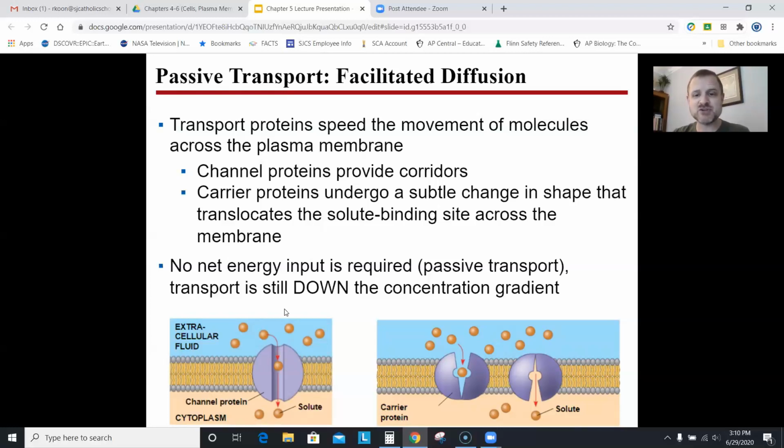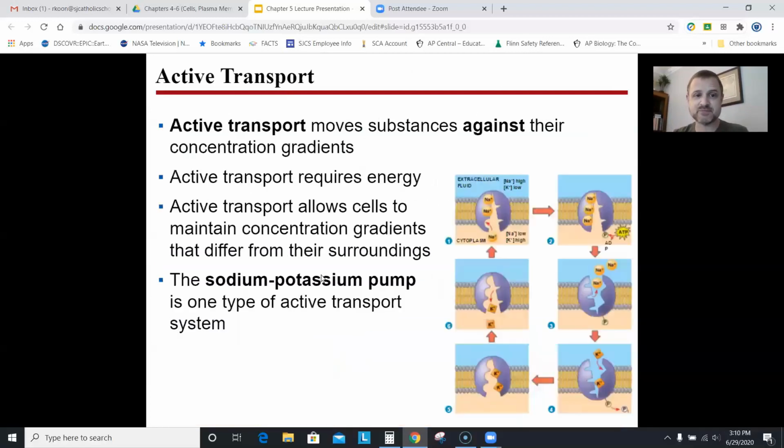So this is passive transport using a transport protein embedded in the cell membrane. If it doesn't require ATP, if it's going down the gradient, it's passive. So if I ask you to give me three examples of passive transport, you could say diffusion, you could say osmosis, and you could say facilitated diffusion.